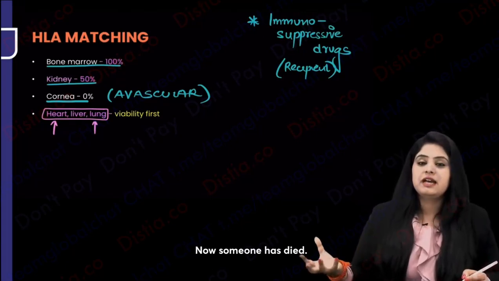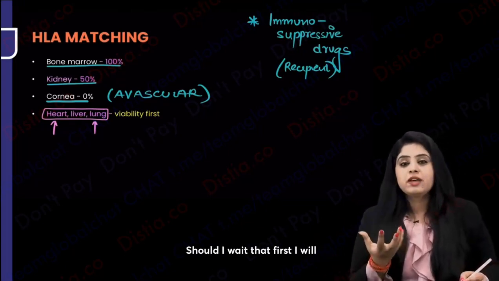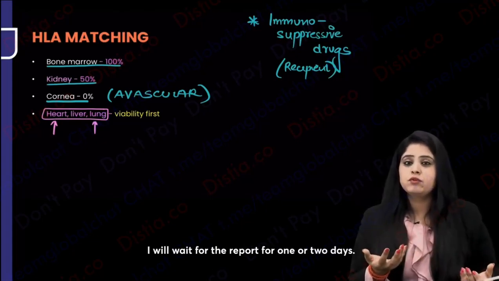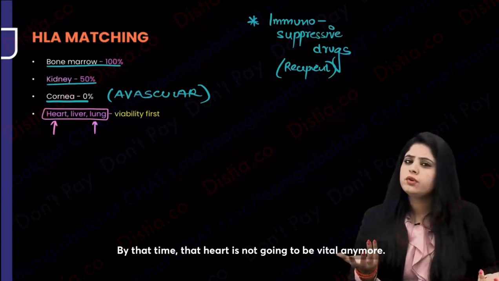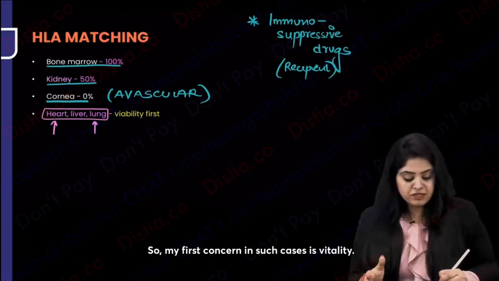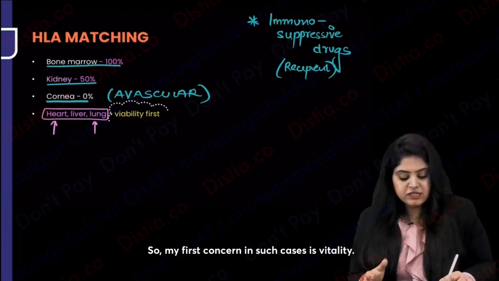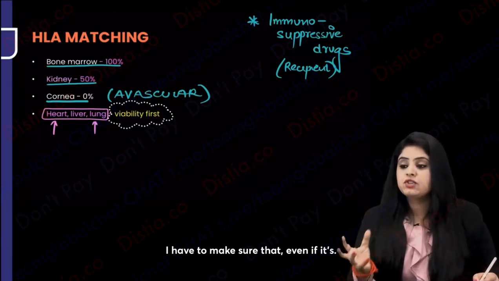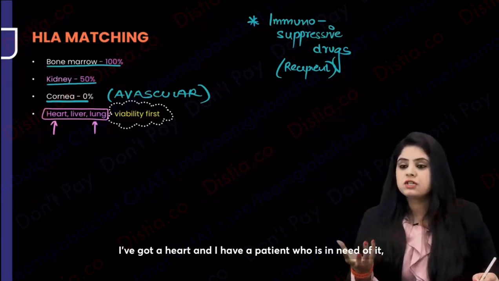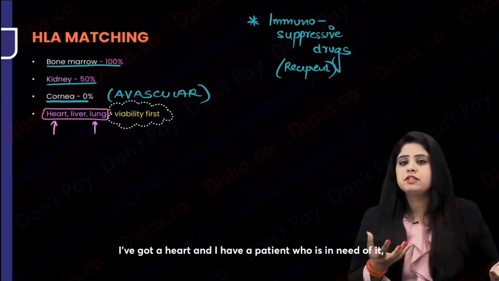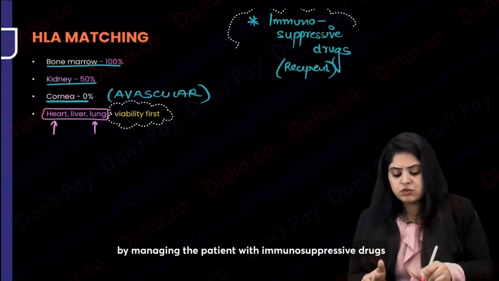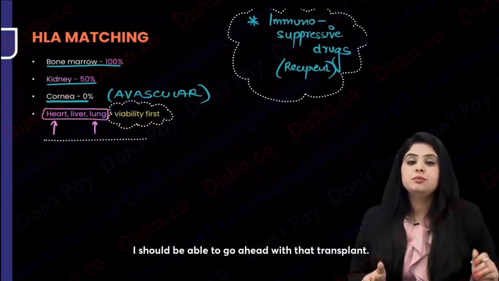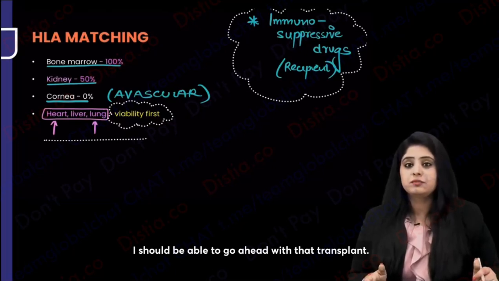This is an organ, heart and lung, you will get once someone has died. Now someone has died, I've got a heart in my hand. Should I wait that first I will match this heart with my recipient? I will wait for the report for 1 or 2 days. By that time, that heart is not going to be vital anymore. So my first concern in such cases is vitality. Vitality or viability comes first. I've got a heart and I have a patient who's in need of it, by managing the patient with immunosuppressive drugs and even without an HLA matching, I should be able to go ahead with that transplant.